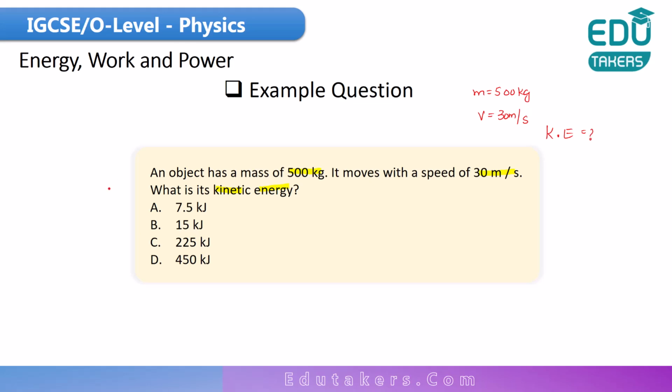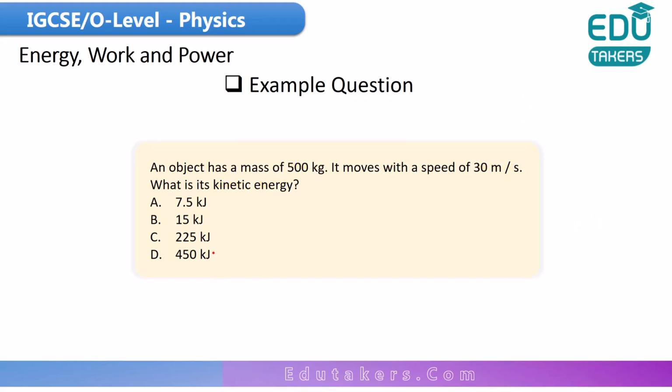Let's see the answers first. Answer A, 7.5 kilojoule. Kilo is basically equal to 1000. It means here I need to multiply this value with 1000. There would be 7.5 times 1000 joule. That comes to be 7500 joule. So in this way you can convert kilojoule into joules. Answer B, 15 kilojoule. C, 225 kilojoule. D, 450 kilojoule. Let's see the answer and explanation for that.